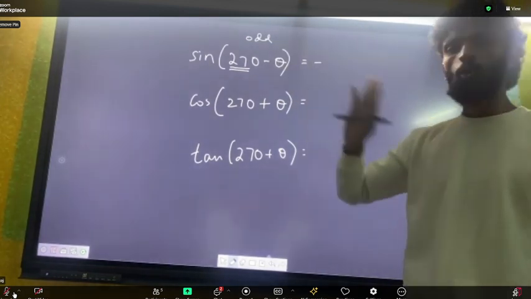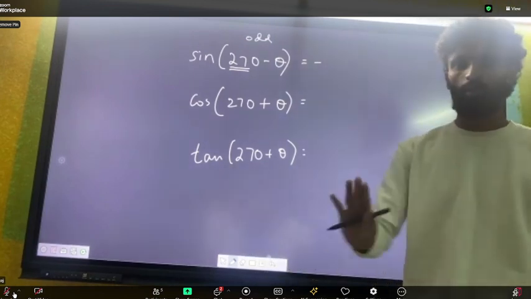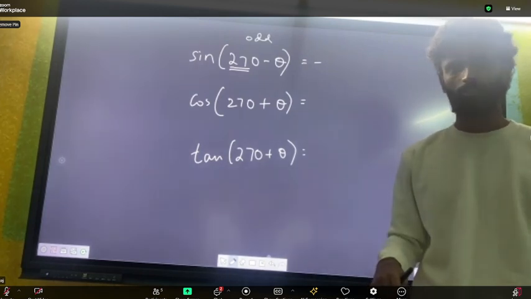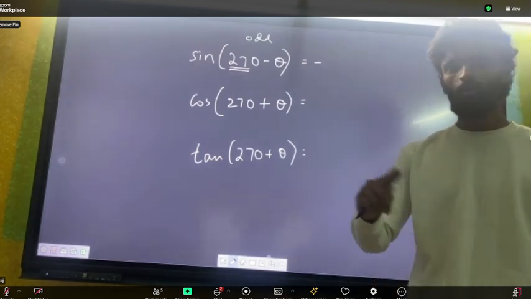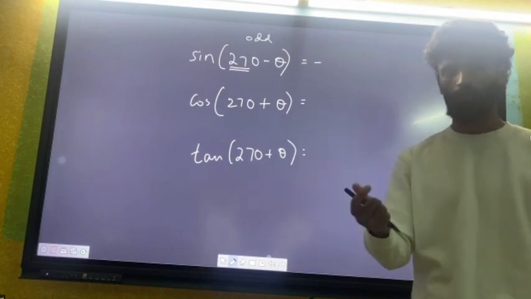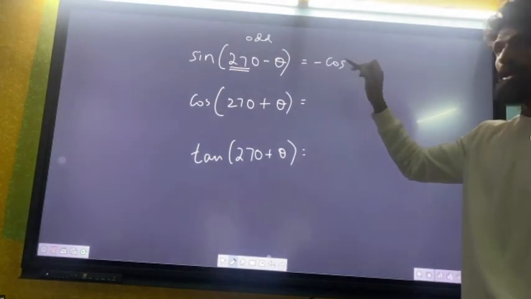Usually, in trigonometry, after sine, you learn about what ratio? Cos. Because sine and cosine are co-ratios, co-angles. So if it is sine, it becomes cos. That's how it works.